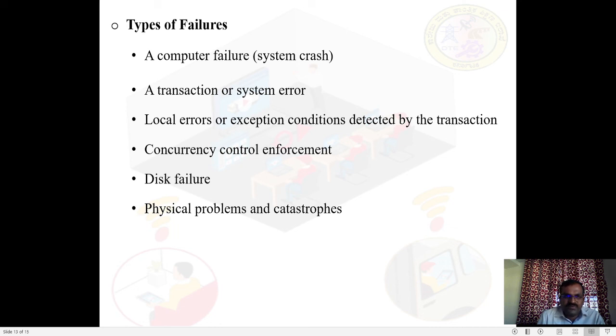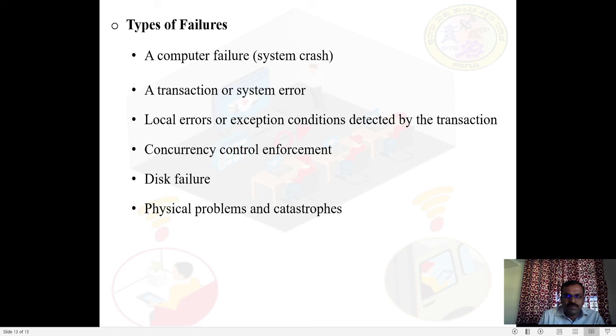There are six types of failures. The first is a computer failure or system crash, where a hardware, software or network error occurs in the computer system during transaction execution. Hardware crashes are usually media failures, for example, main memory failure.